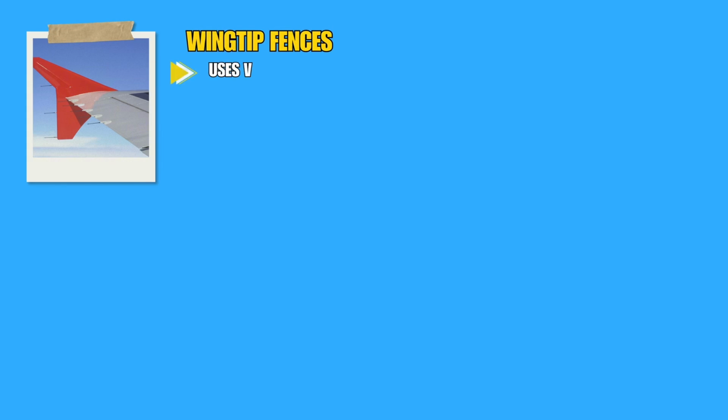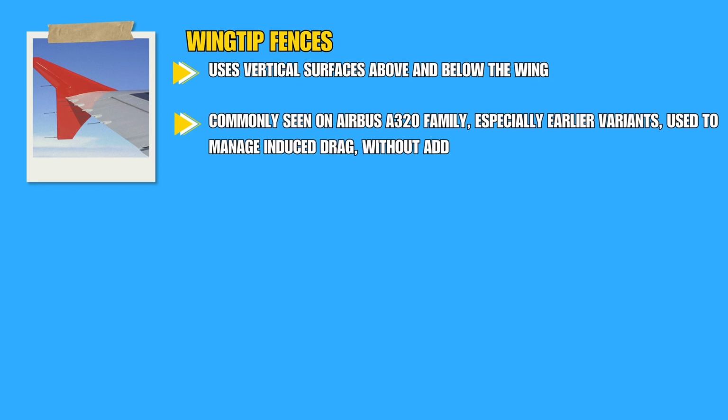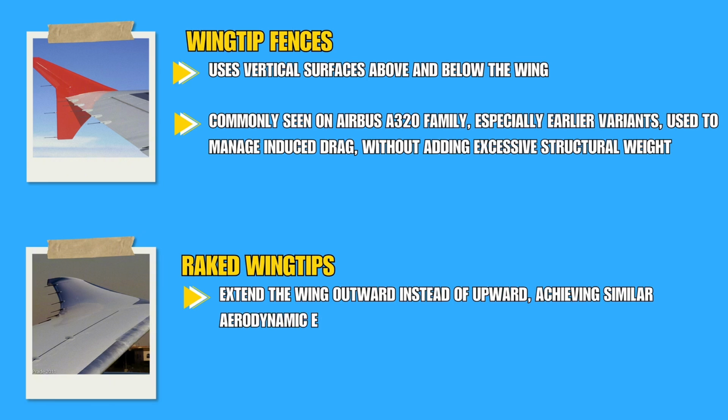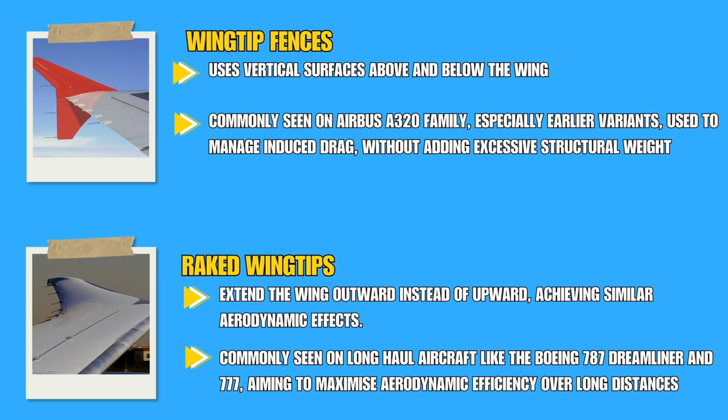Wingtip fences use vertical surfaces above and below the wing. A classic example is the Airbus A320 family, especially earlier variants, where wingtip fences are used to manage induced drag without adding excessive structural weight. Raked wingtips extend the wing outward instead of upward, achieving similar aerodynamic effects. This design is used on long-haul aircraft like the Boeing 787 Dreamliner and the Boeing 777, where maximizing aerodynamic efficiency over long distances is critical.